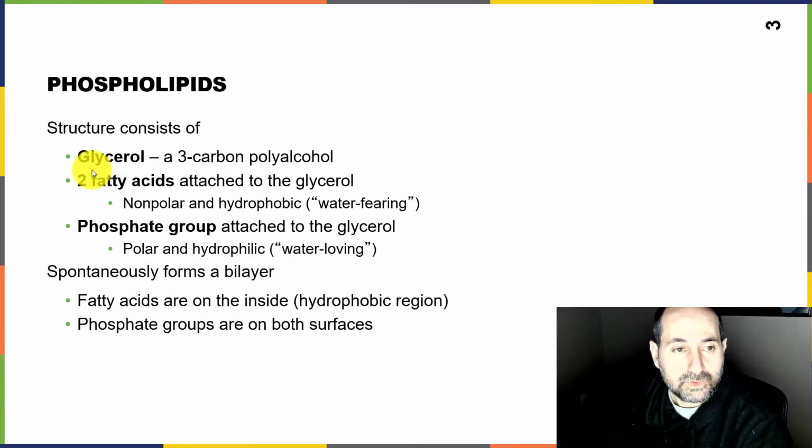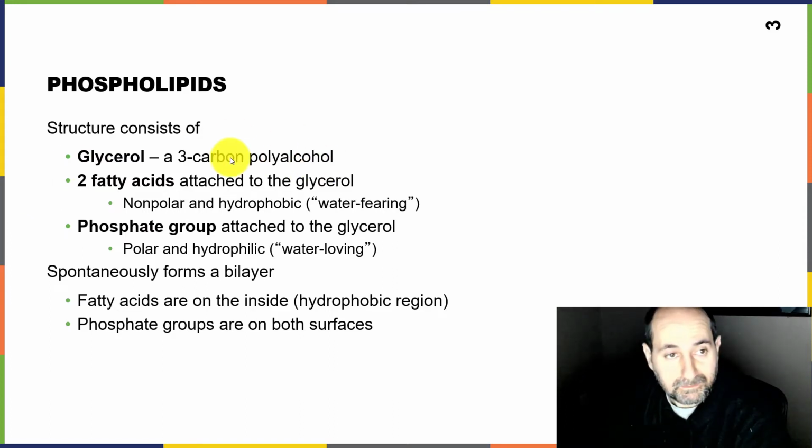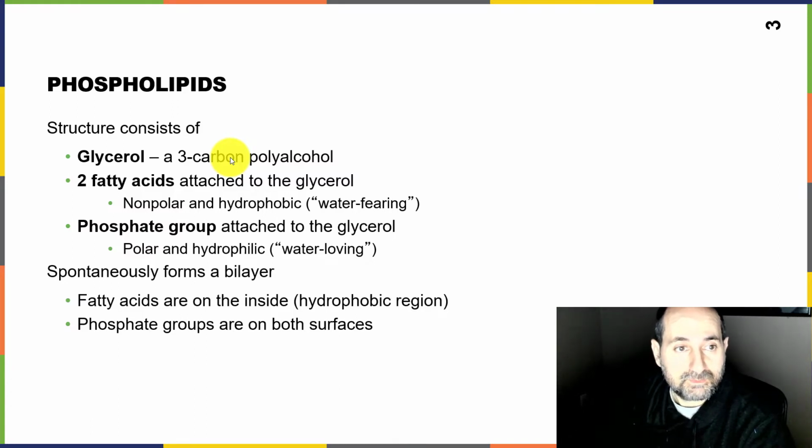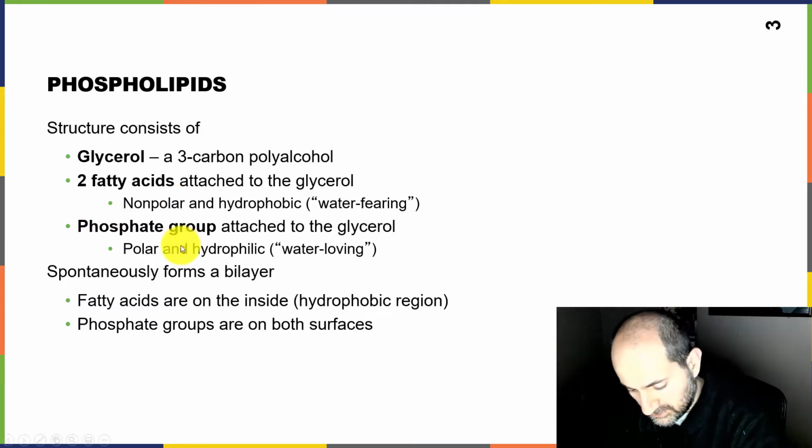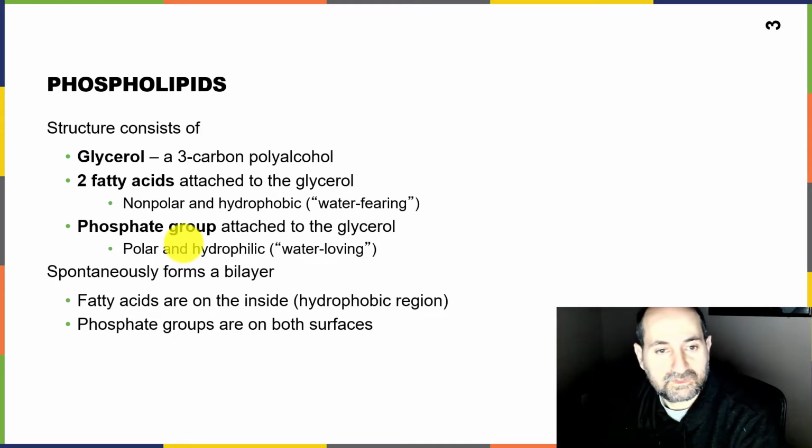We should also know the structure of a phospholipid. Remember, phospholipids make up the plasma membrane. And you should know that a phospholipid, if you remember from chapter 3, is made up of a glycerol and 2 fatty acid tails and a phosphate group. So please know the structure of a phospholipid. This is the structure of a phospholipid.